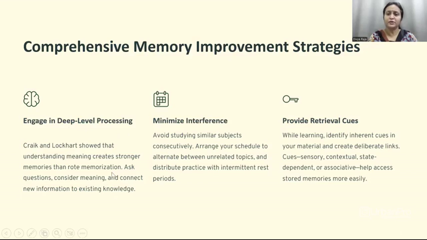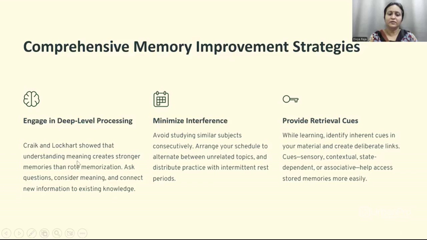So you already know that to push whatever information you have from short-term memory to long-term memory, you have to rehearse it. And one is maintenance rehearsal, that is rote memory. The other one is elaborative rehearsal. Here you try to understand the lesson, and this is deep level processing.